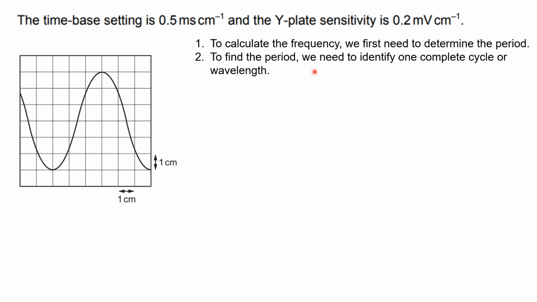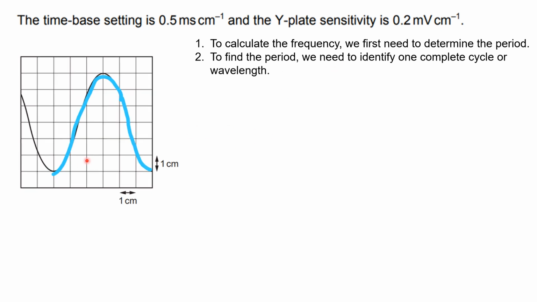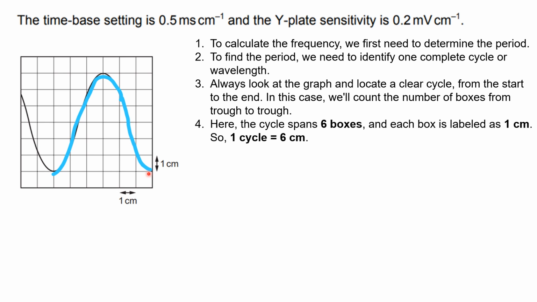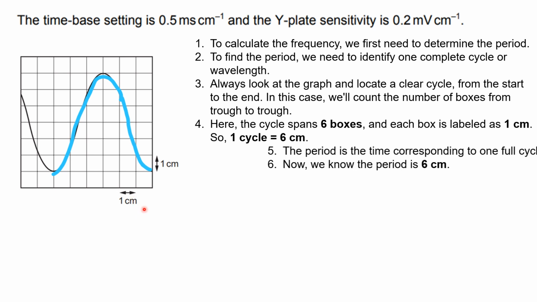To find the period, we need to identify one complete cycle or wavelength from the grid. Here is one. Always look at the graph and locate the clear cycle from the start to the end. In this case, we will count the number of boxes from trough to trough. Here, the cycle spans 6 boxes, and each box is labeled 1 centimeter. So one cycle is equal to 6 centimeters.